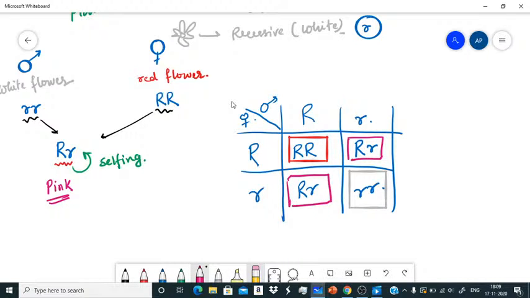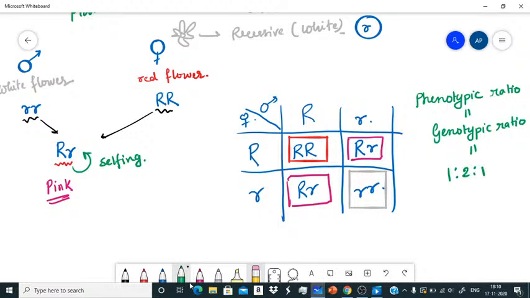So over here, both phenotypic ratio as well as genotypic ratio will be 1:2:1. So what is the conclusion? Phenotypic ratio, which is equal to genotypic ratio, which is equal to 1:2:1.